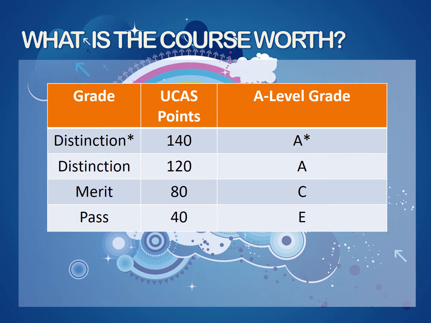So what is the course worth? Well, it carries similar UCAS points as A-levels depending on the grade. You can see that a distinction star is worth the same as an A star at A-level, and thus it carries the same amount of UCAS points. A distinction is an A, a merit a C, and a pass an E. And you'll notice that there isn't the equivalent of a B and a D grade. That's just the way the vocational courses work.